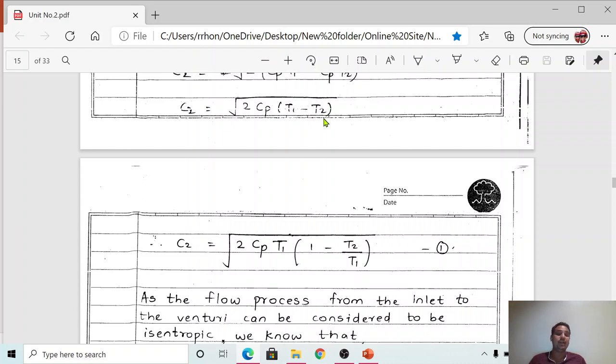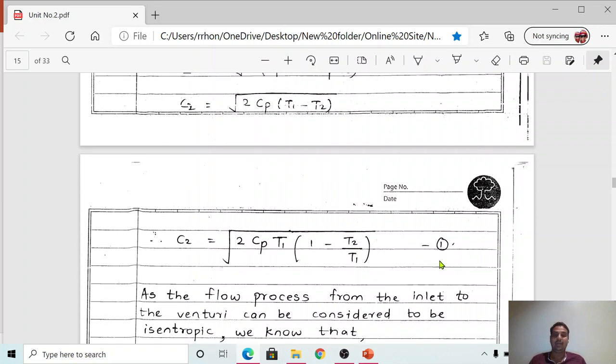Please concentrate on my statement. We multiply by T1 and divide by T1 to this particular T2, and that's why we can get T1 as a common from this equation. What is remaining in this bracket? 1 minus T2 divided by T1, because this numerator term T1 will come out as a common from this equation, and what is remaining is T2 by T1. Give it equation number 1. Why we have taken out T1 as a common, we will understand in the further equation part. So here we have C2 is equal to under root of 2 Cp T1, and intentionally we have brought out this particular T1 as a common by making some arrangement in the above equation, and give it equation number 1.